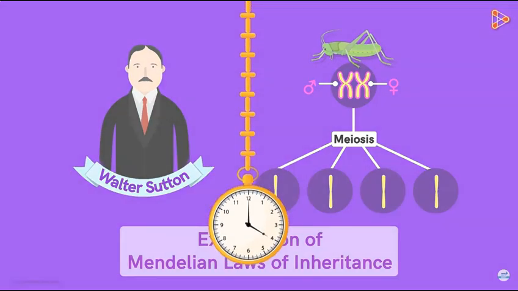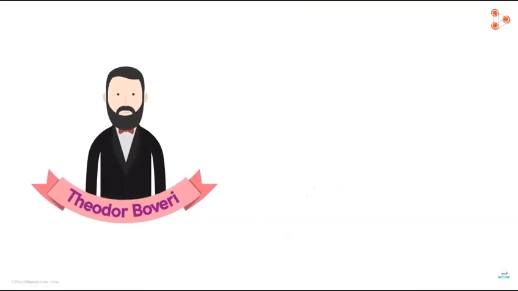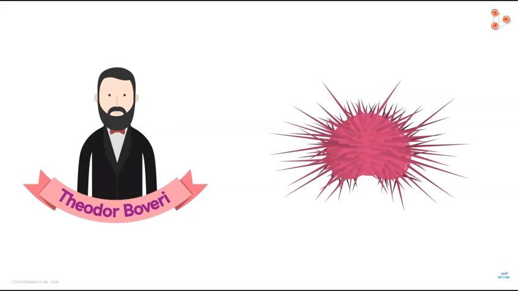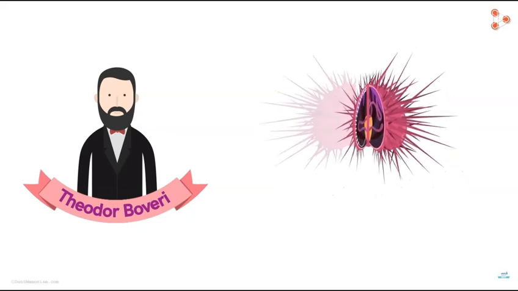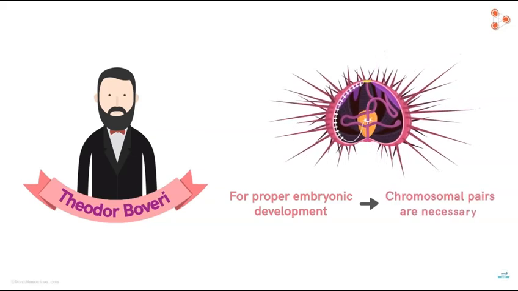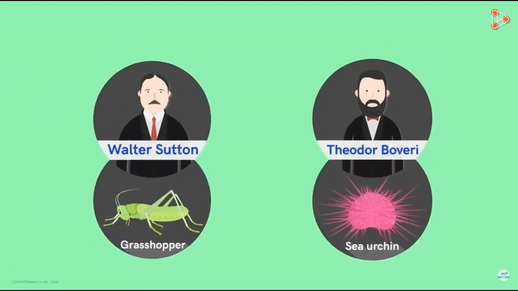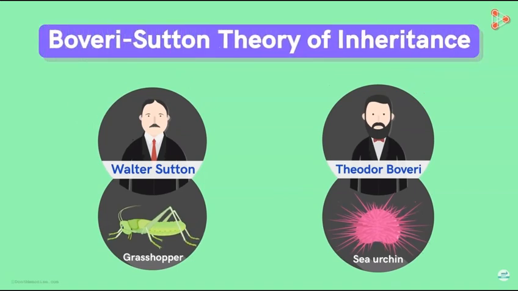Around the same time, a German biologist named Theodor Boveri was working on sea urchins. He found that in order to have proper embryonic development, all the chromosomal pairs have to be present in the embryo. Both these works later were combined to give us a single theory, which came to be known as the Boveri-Sutton theory of inheritance. Now, it's also referred to as the chromosomal theory of inheritance.